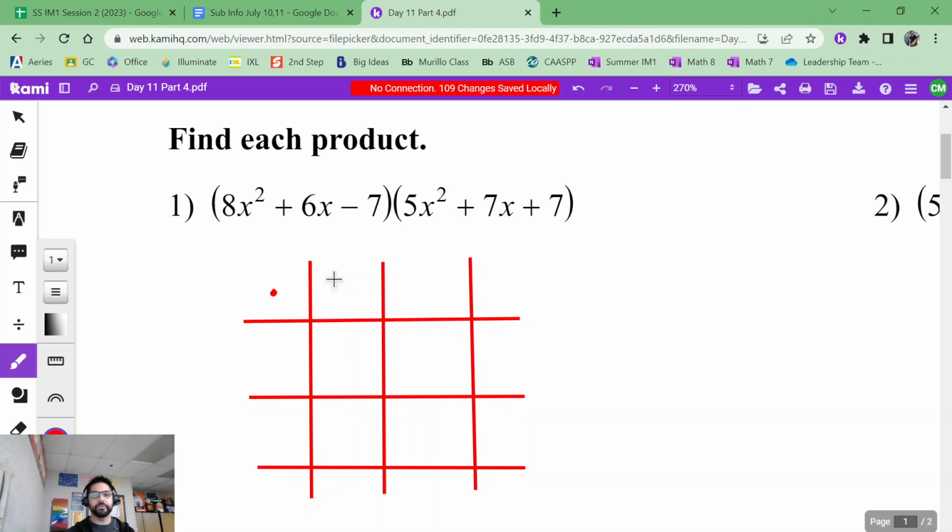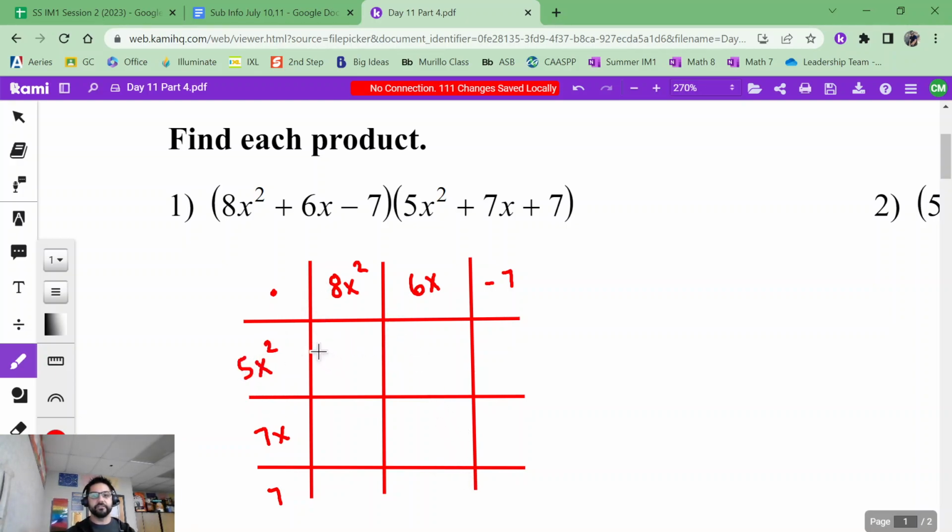So at the top again, from trinomial 1, we've got 8x squared, positive 6x, negative 7. On the left is our trinomial 2, 5x squared, positive 7x, positive 7. So if you notice, most of it is positive, so it's generally a little bit easier. Once you have it structured, then you start your multiplication. Now remember, the hint is still the same. The first term and the last term need to look completely different than everything else. So be very careful on the first box with your variables.